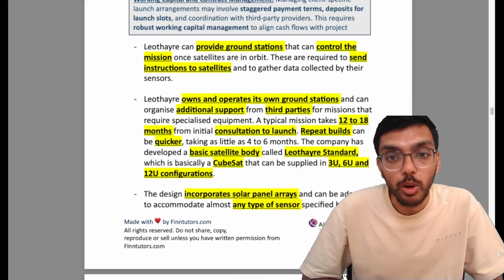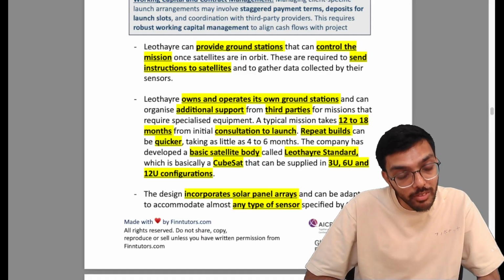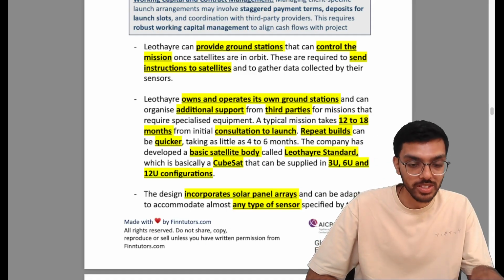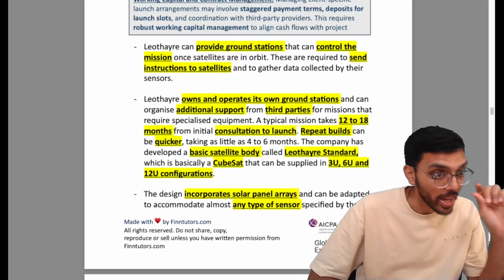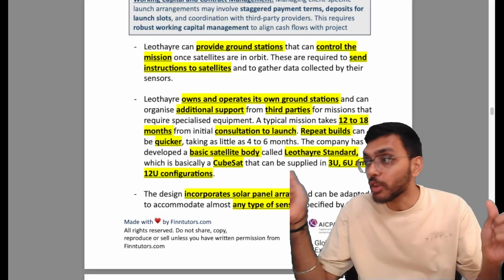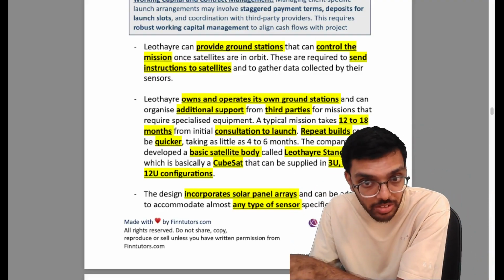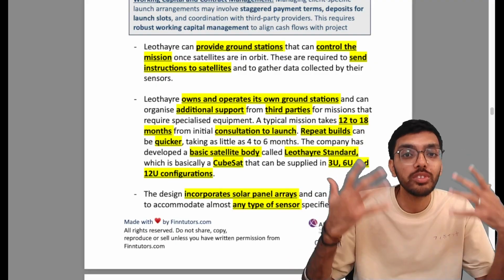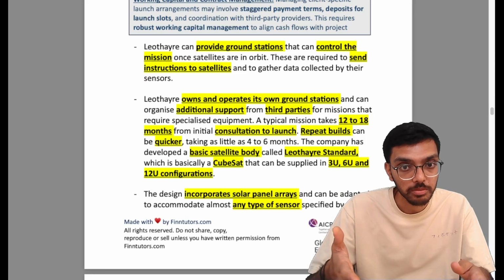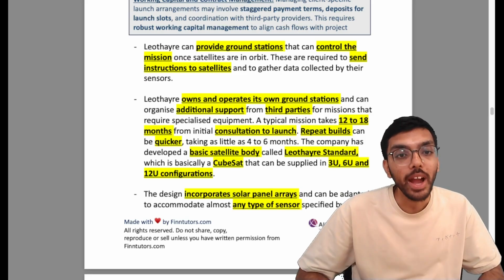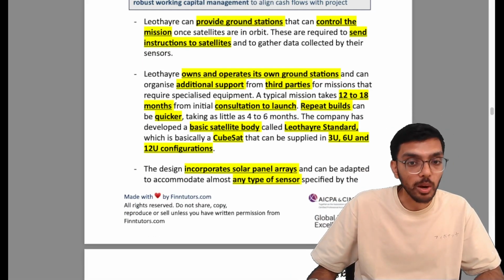Leothayre can provide ground stations that can control the mission once the satellites are in orbit. So you have ground stations by yourself. What you don't have is launch facilities. So expansion, setting up a launch facility in a different country, so transaction risk, translation risk, all of those are very, very prevalent. You should be starting to think in that direction. These are required to send instructions to satellites and gather the data. We already know what ground stations are.